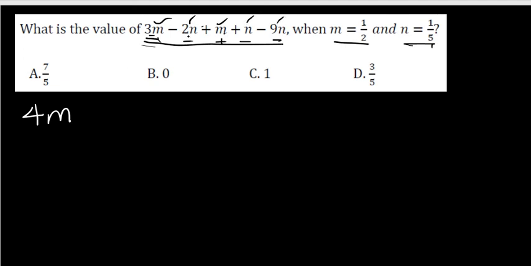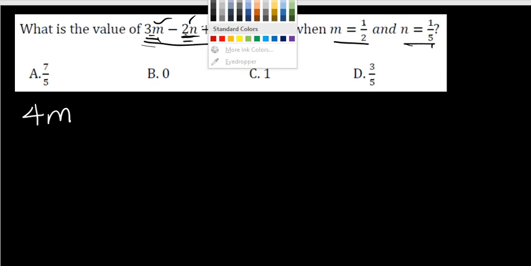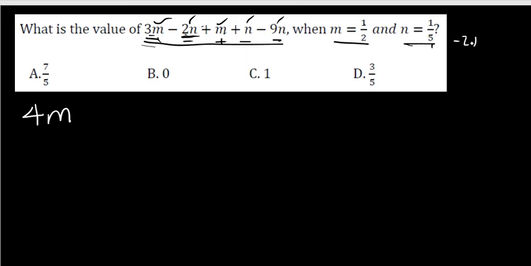It says, first of all, negative 2n plus n means it's like negative 2 plus 1. Negative 2 plus 1, take care. Negative 2 plus 1 is negative 1. Okay, negative 2 plus 1 minus 9.